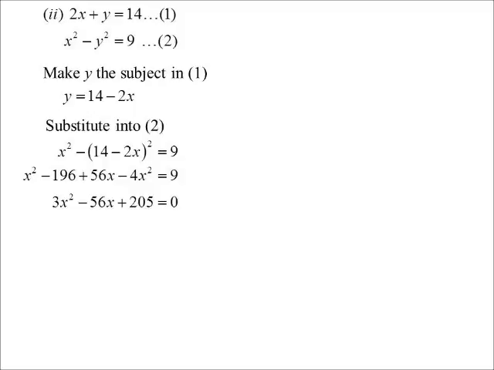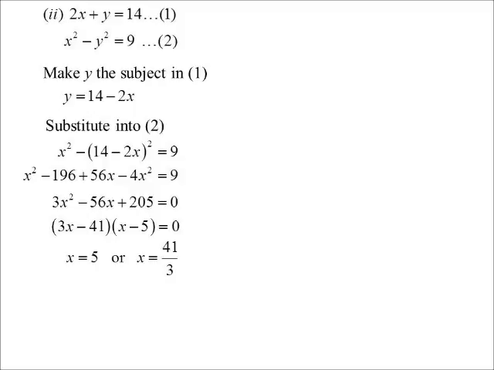Wouldn't it be nice if 3 went into everything? No, it doesn't, because 5 and 2 are 7, aren't they? Damn. Oh, and for that matter, 5 and 6 are 11. Do you realise what I'm doing, by the way, there? Remember, for something to be divisible by 3, the sum of the digits has to be divisible by 3. So, okay, it ends up being factorised this way: (3x minus 41)(x minus 5).